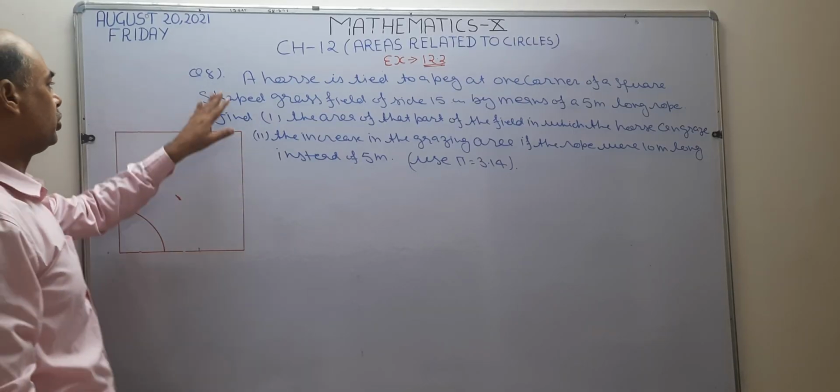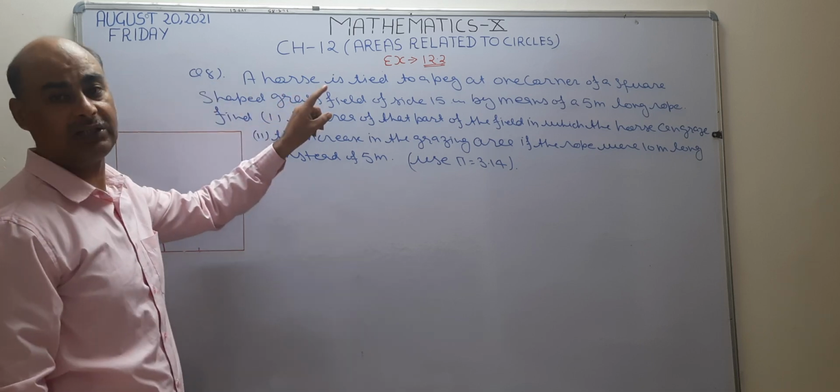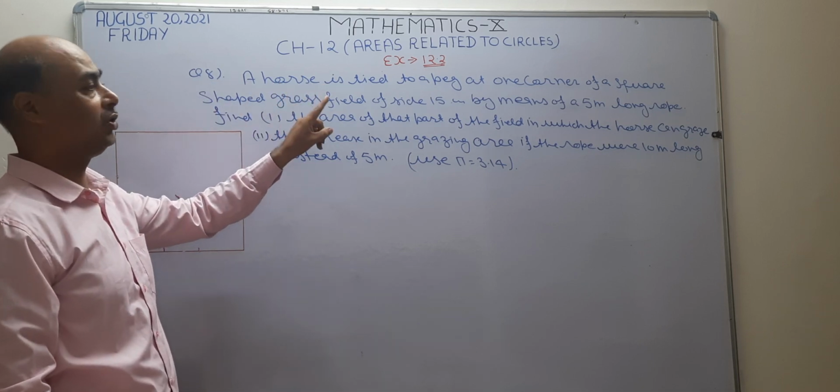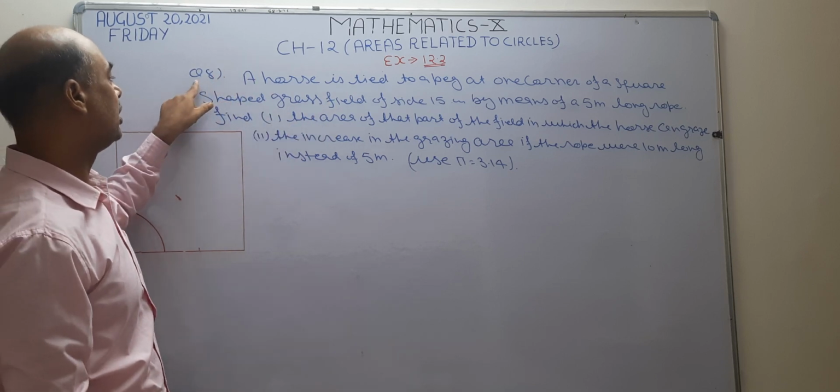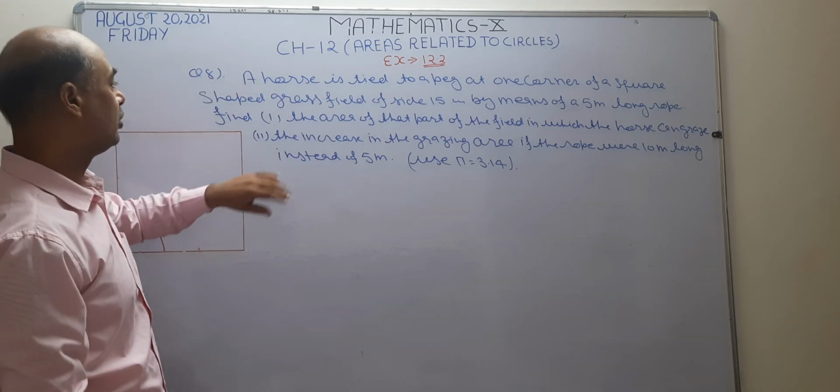Now we are going to start question number 8. In question number 7, the center angle is given 120 degree. 120 degrees is not in your syllabus, so I want to leave question number 7. Now we are going to start question number 8. Now see what is given.